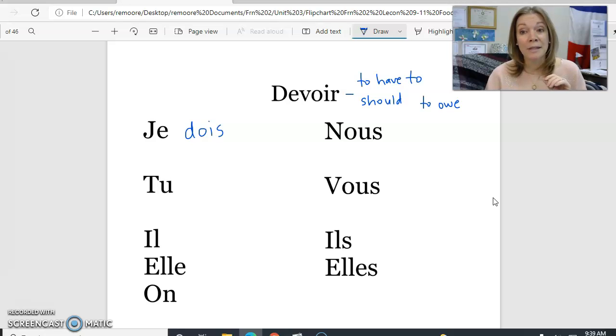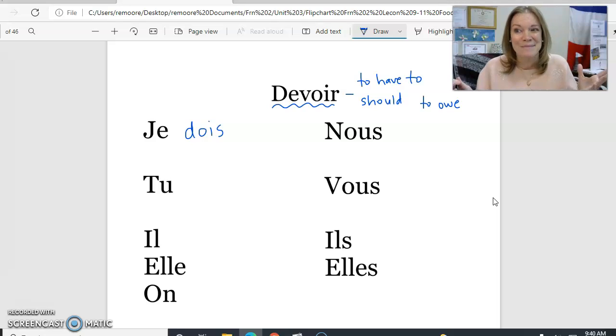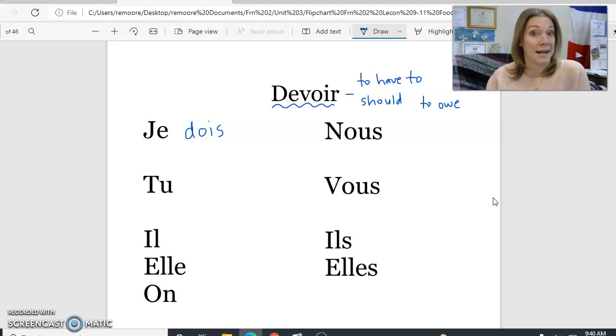Devoir might look familiar to you because when we talk about homework, the word for homework en français is les devoirs, the things you should do or have to do, the work you owe your classes. Devoir, it makes sense. Well, if this one is je dois, what's the next one? Tu dois. D-O-I-S. What's this one going to be? Il doit. Yep, with a T.